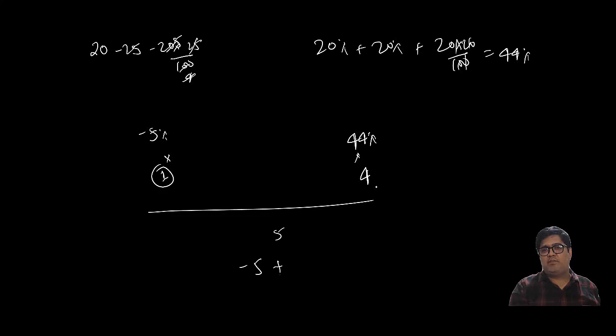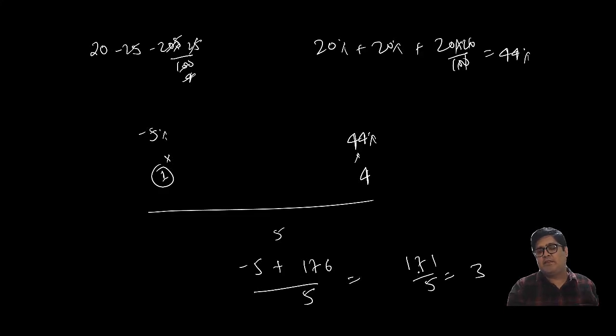-5 plus multiplication of these two, that is 6 carried over 1, 176 by 5, which is 171 by 5, which is 3 times 15 carried over 2, 4 times 0.2. See, the answer for 34.2 is correct.